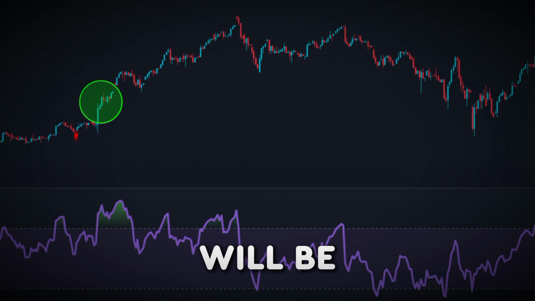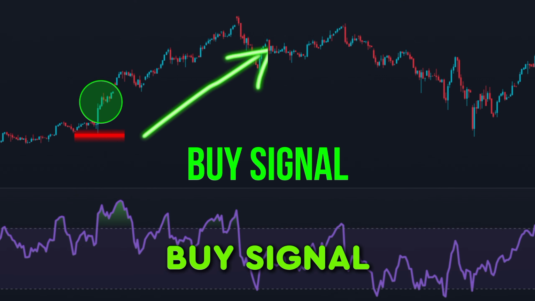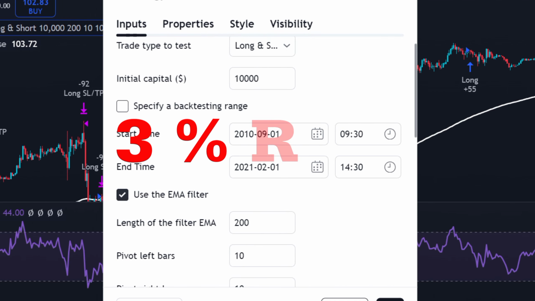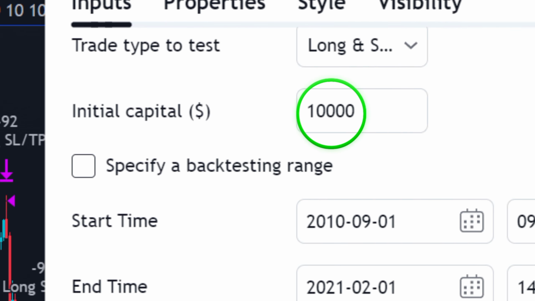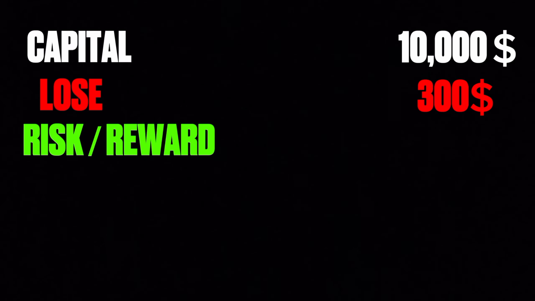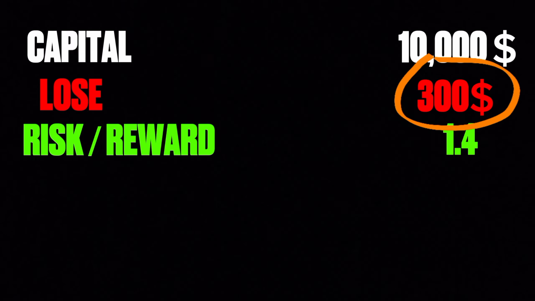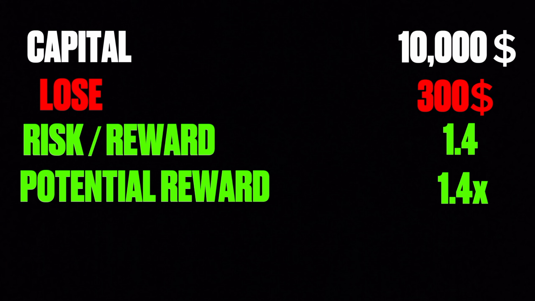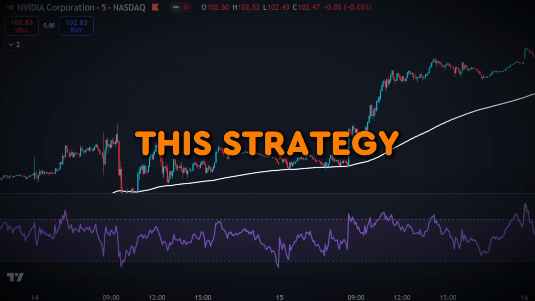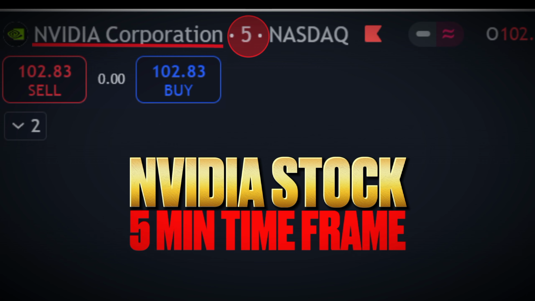Our stop loss will be set at the previous swing low for a buy signal or previous swing high for a sell signal. We will be risking 3% per trade with an initial capital size of $10,000, meaning we are willing to lose $300 per trade if our stop loss hits. We will use a reward to risk ratio of 1.4, meaning if we are willing to lose $300 per trade, we have a potential reward of 1.4 times that, which is $420. We will be testing this strategy on NVIDIA stock and on the 5-minute time frame.